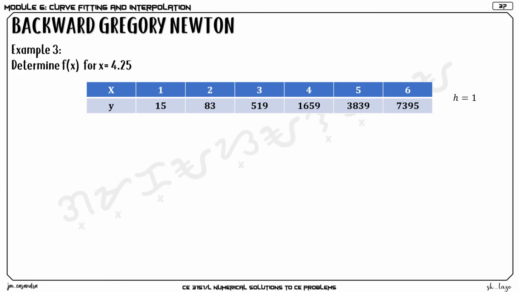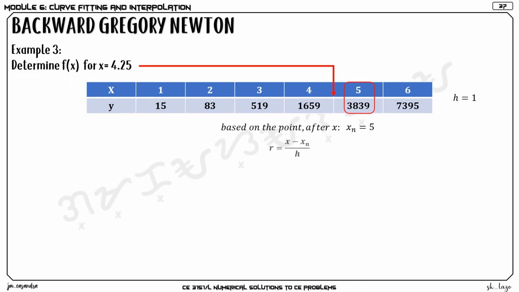Another way of solving example number 3 is by using the value based on the point after the required x. So since our value of x is 4.25 and it is after the value 4, therefore, for our solution, we are going to use now x sub n equal to the point after our required, which is 5. So with that, we can now solve for r is equal to x, 4.25, minus x sub n, 5, all over h equal to 1, thus giving us a value of negative 0.75.